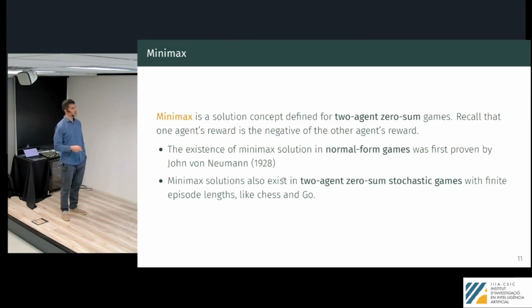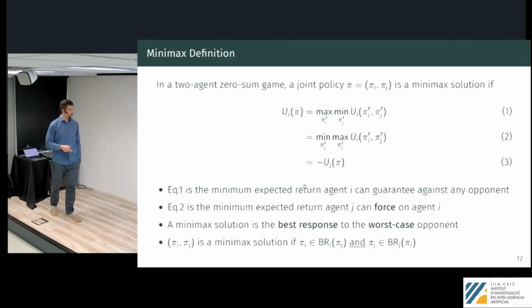And Minimax solutions also exist for more complex game models. For example, two-agent zero-sum stochastic games. Remember stochastic games, we introduced them yesterday. That's when you have a sequence of states that can be modified by the actions of the agents. For example, games like chess and Go. Okay, how is it defined?